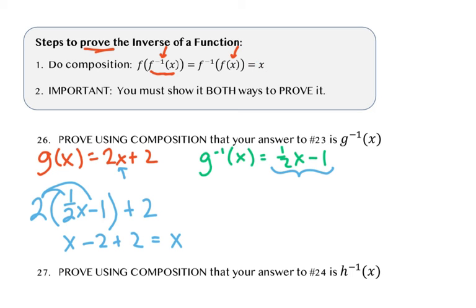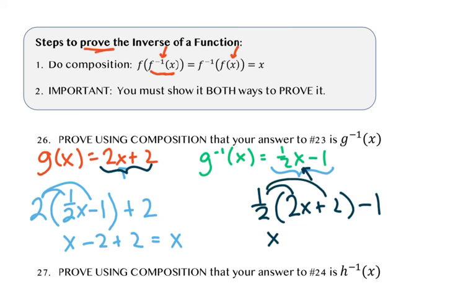Okay, that's not enough though. I haven't proven it altogether. So I'm going to do it one more time, but I'm going to go the other way around. So the other way around is I'm going to take this and plug it in for x right there. So 1/2 of, and then 2x plus 2 minus 1. So half of 2x, half of 2 minus 1, that's proven. So I know for a fact that that is truly the inverse of g of x, and I know that I did it right. So in order to prove it, that's what you do.